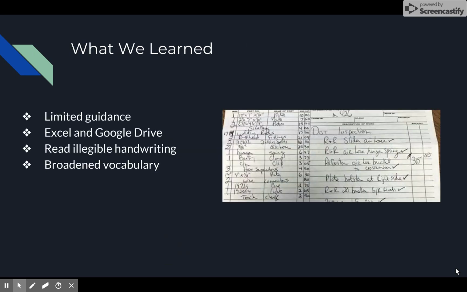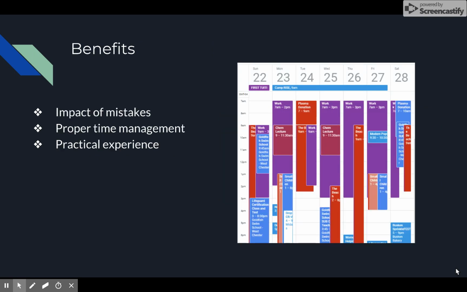So, our main takeaways from working in a business setting was that there is no correct or laid out way to get from point A to point B. We were given an end product without direct guidance on how to get there. Other than that, we expanded our fluency in Excel and Google Drive, increased our ability to read illegible handwriting as shown in the photo, and broadened our vocabulary to include trailer and mechanical terms.